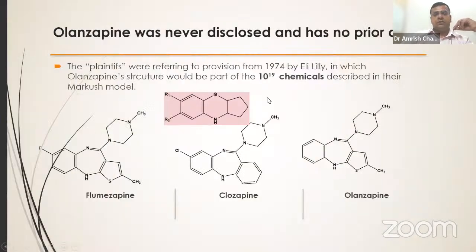And this is how the molecules came. You can see fluoxetine had a fluorine here, and the other compound had a chlorine over here, and olanzapine did not have anything over it. Just because these things were not reported anywhere in the earlier patents, olanzapine could hold the patent on its own.